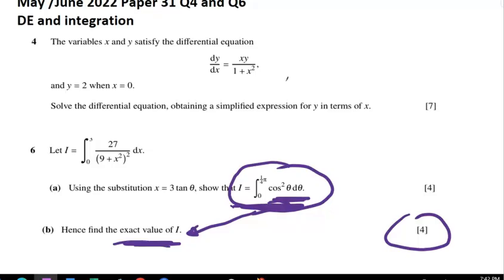They also noted in the examiner's report that you could get there with doing integration by parts twice. Like, I haven't put that in here because, I don't know, it just doesn't look like an efficient method of working to me. So let's have a look. We're told to use this substitution and we need to get it to this point here.